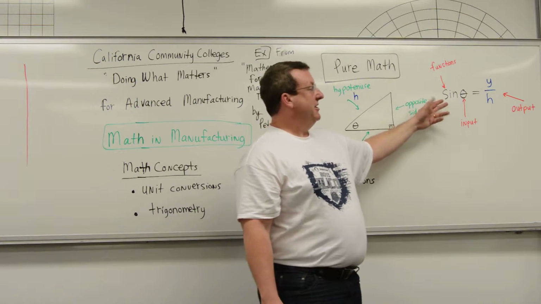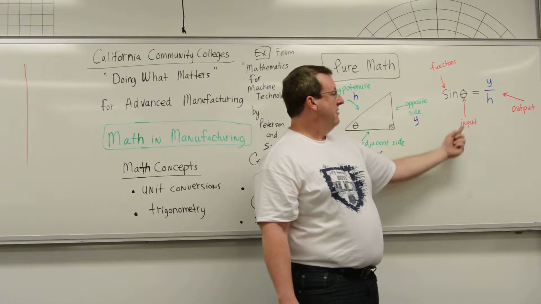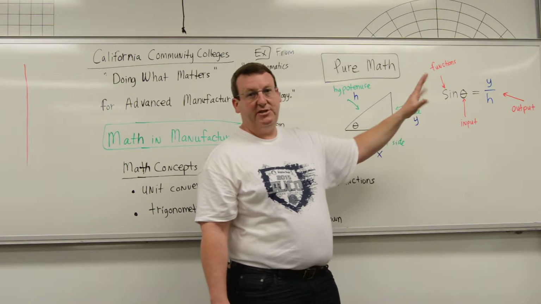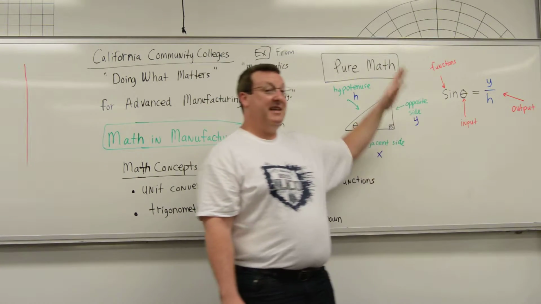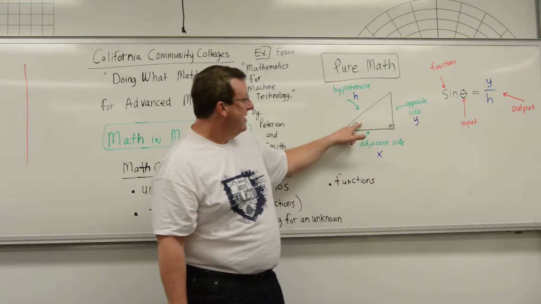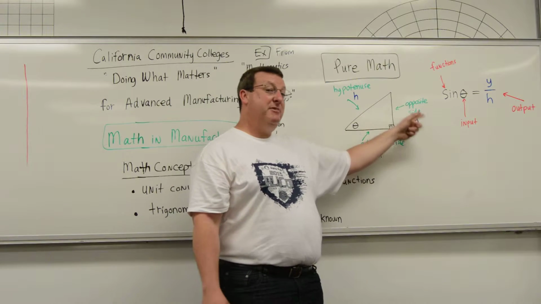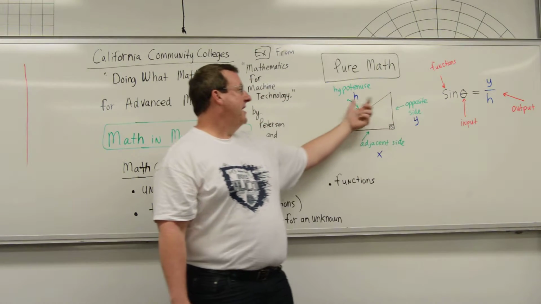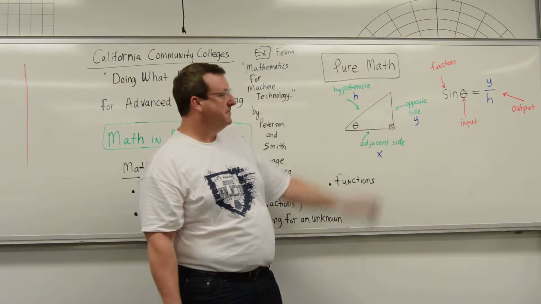Well, sine function, your input is the angle measure right here. And what it's equal to by definition, it's actually a proportion or a ratio or a fraction. It happens to be the length of the side opposite that angle divided by the hypotenuse.